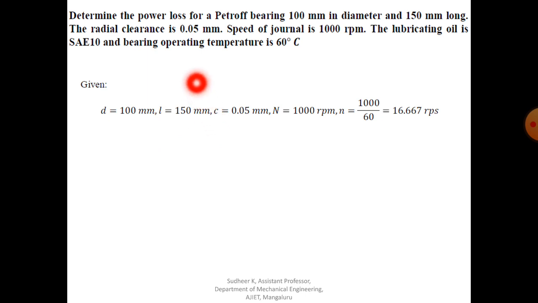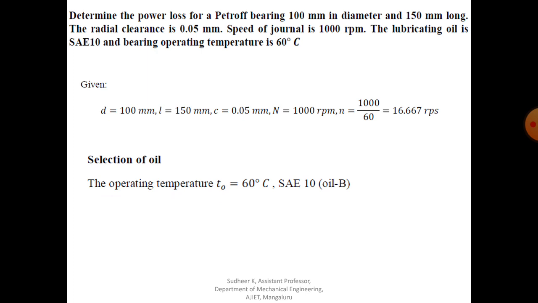The radial clearance is given, that is 0.05 millimeter. The speed of the journal is given, that is 1000 rpm. In the Petroff equation, n should be in small letter, that is rps. So you have to convert rpm into rps, that is, N divided by 60, so you will get 16.667 rps. That is the speed in rps.